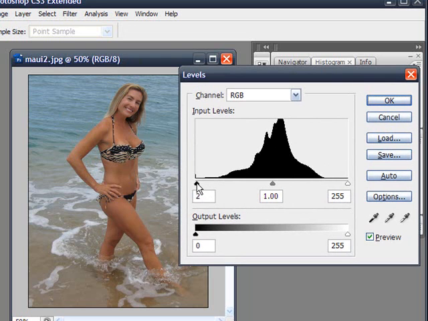So I'm just going to take this black and I'm going to start moving this over, and as you can see, it's starting to get a little darker, and I'm happy with that. Okay, I'm going to leave it right about there. So the black of her bathing suit is actually black. But it does look a little bit dark, and the reason it looks a little bit dark in this picture is right now that the whites are really not white.